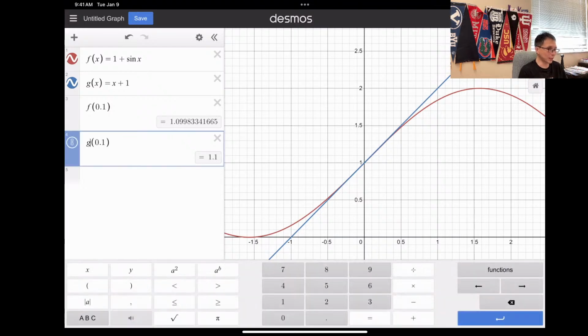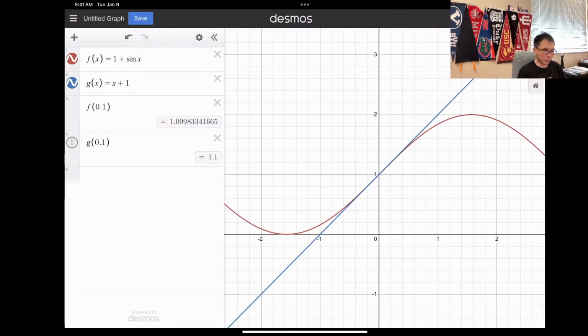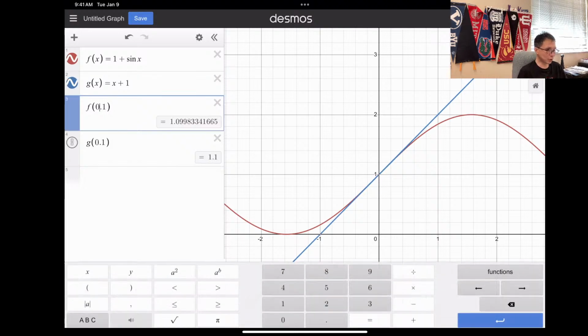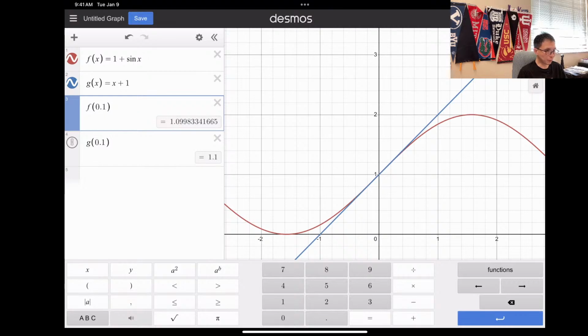Imagine if I plugged in 1.1, which I just did by mistake: at 1.1 there's a big difference. But at 0.1 or 0.01, it's a small difference. Let's check 0.01 here and see how close those values are. At 0.1, the difference is almost 0.001. The approximation is very, very small in error. That's why we use something called tangent line approximation.